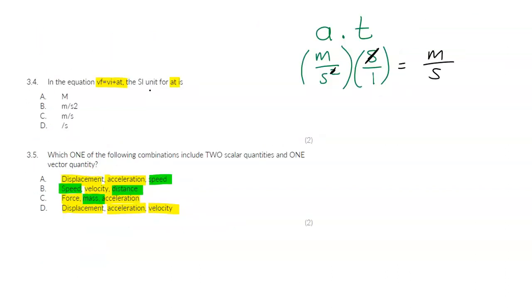Okay, this one was the SI unit. So acceleration times time. Acceleration is meters per second squared, so I can write it as a little fraction. And then time, I also can write as a fraction, seconds over 1. And when I cancel the s's, I end up with m over s, or meters per second. So my answer there is C. 3.5 is which one of the following combinations include 2 scalar quantities and 1 vector? So vectors we made yellow, and scalars we made green. So I want 2 green, 1 yellow, and just by color I can see the answer is B.